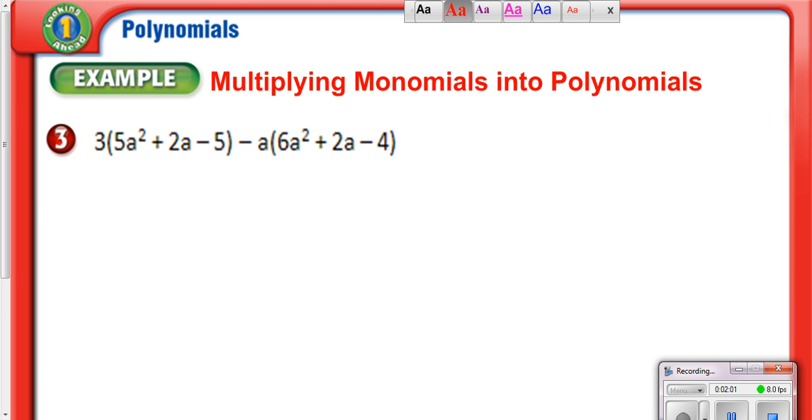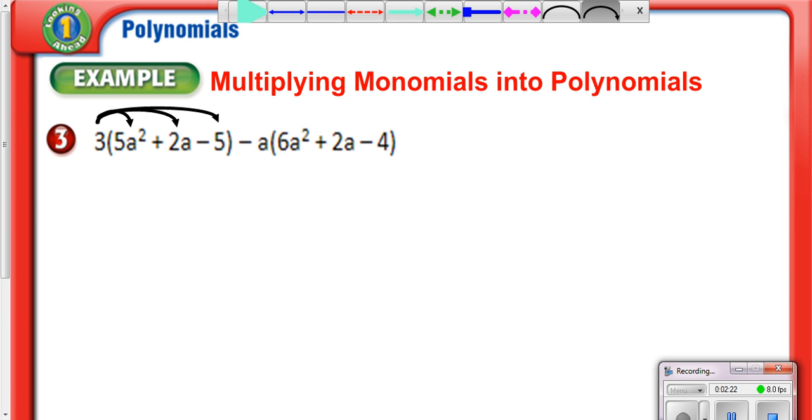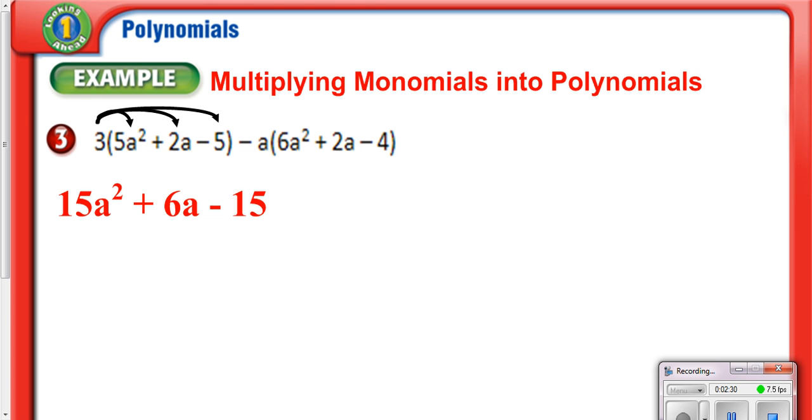Example 3 is slightly different. You'll need to distribute in the first part here, this monomial 3, into this trinomial. Then I'll need to distribute my negative a into this trinomial. After I'm done, I'll want to combine like terms. So we're going to start off by distributing our 3 into that very first trinomial. There's my distribution taking place, so I'm going to multiply 3 into each one of those terms. I wind up with 15a squared plus 6a minus 15.